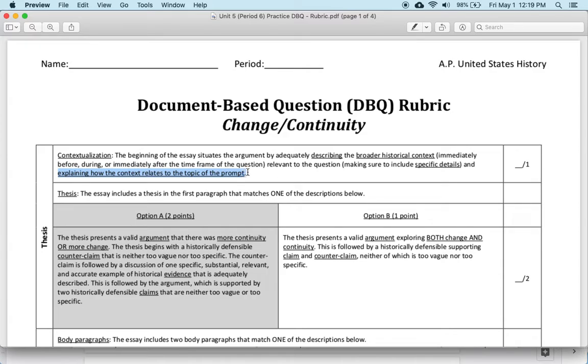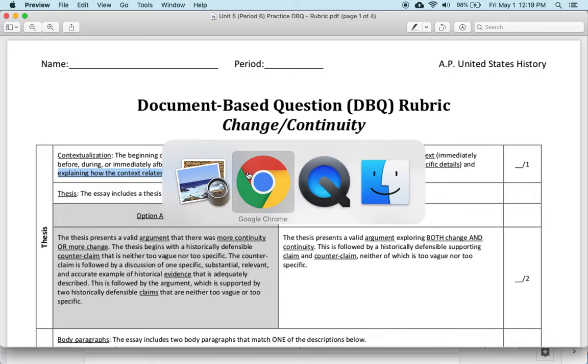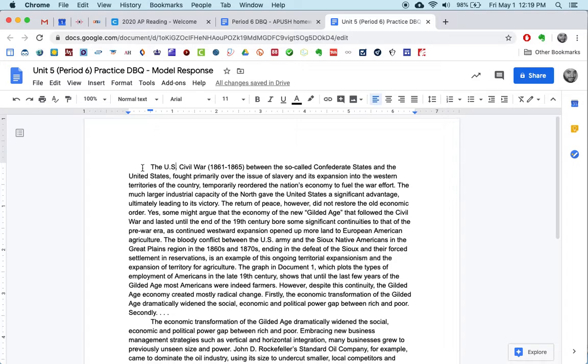I can't just say, hey, the Civil War happened, so let's talk about what happened after that. I have to explain why the Civil War is an important context for the economic changes between 1870 and 1900. And so let me show you how I do all of that. The U.S. Civil War, so here's my contextualization.